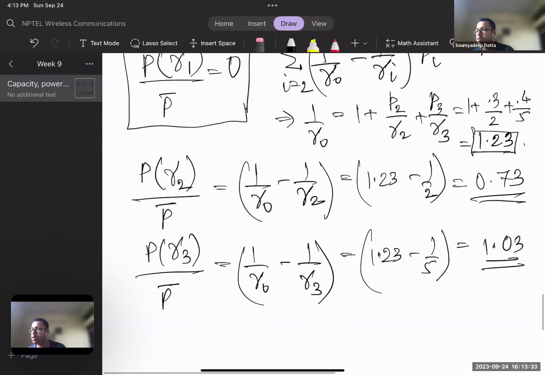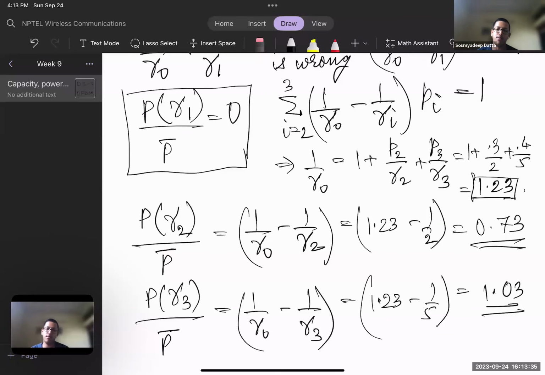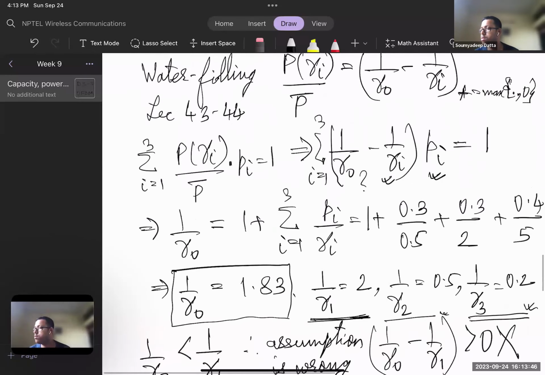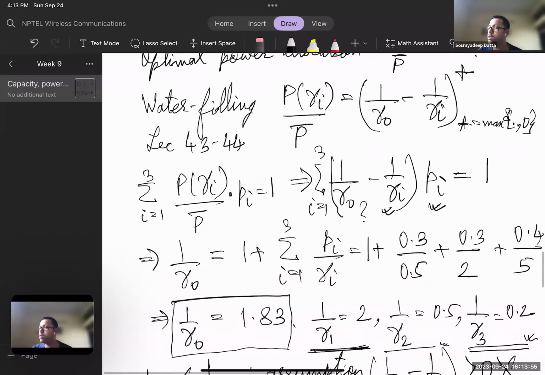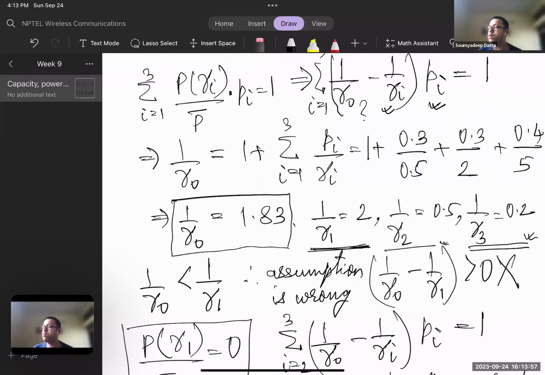So is this water filling part clear? The values can change, any value you can change. I just picked values over here, but the concept is important. Just to recap, we assume that this formula holds with positivity, that we are allocating some power to all channels. Then we see if we can do that. We try that, and this is the value we get, and we can check that our assumption is wrong.